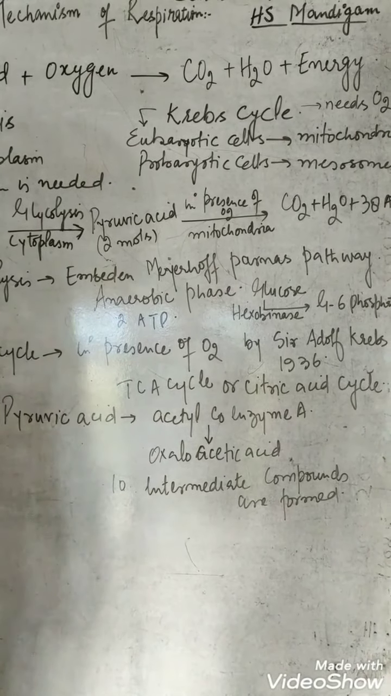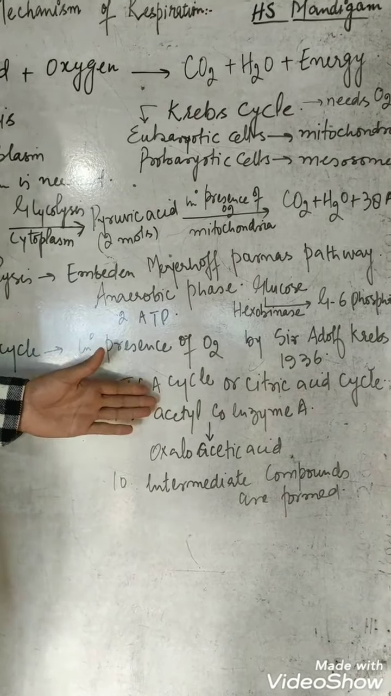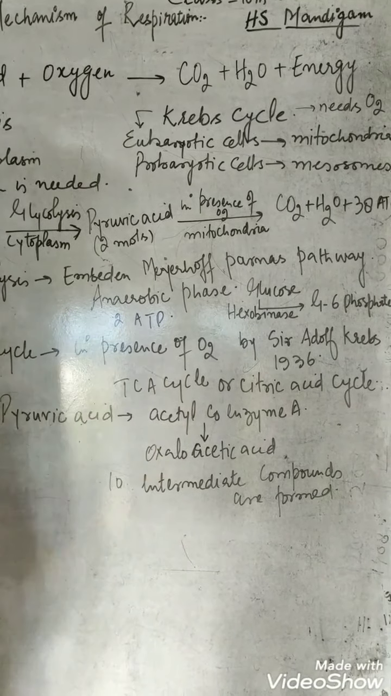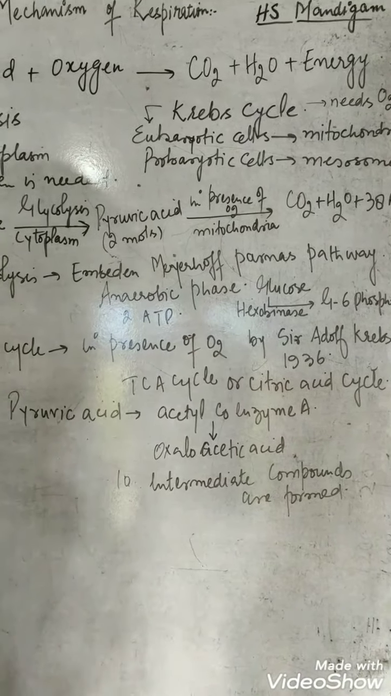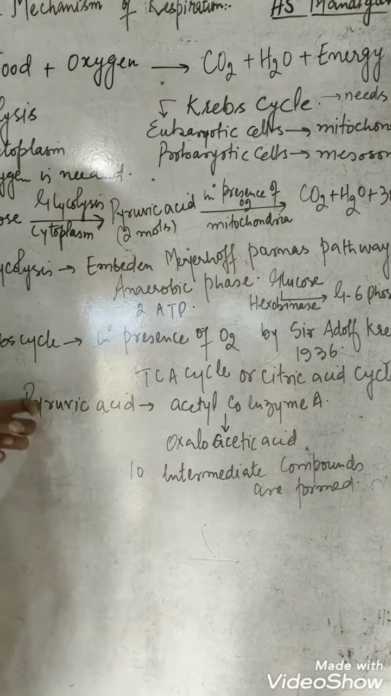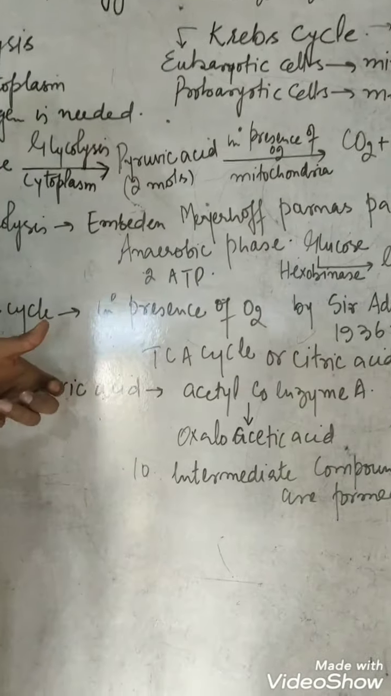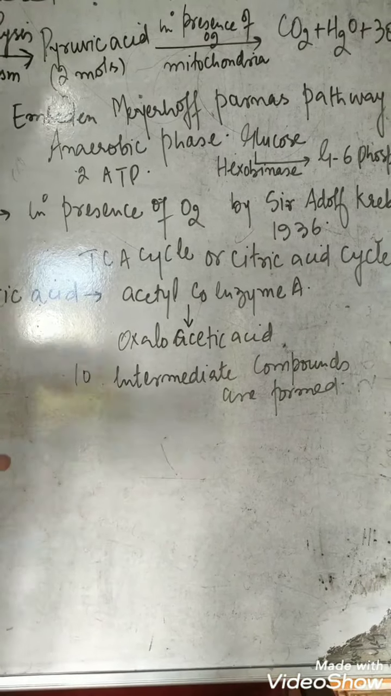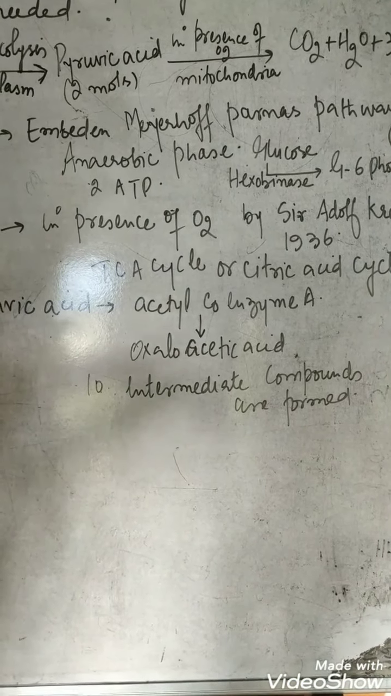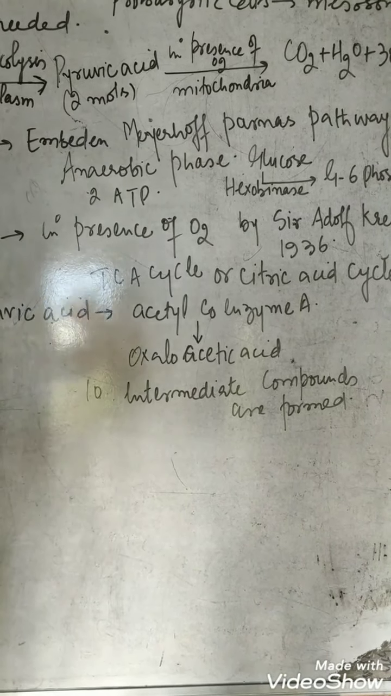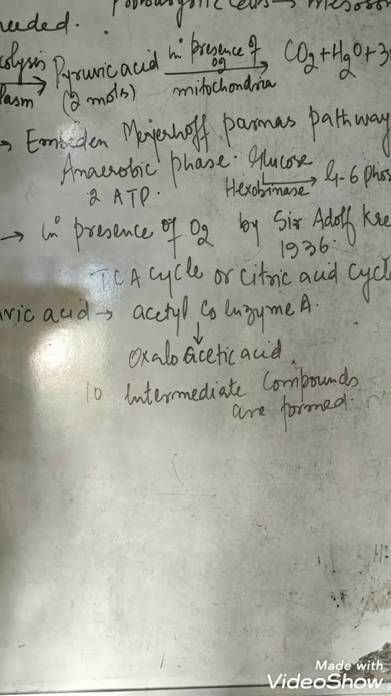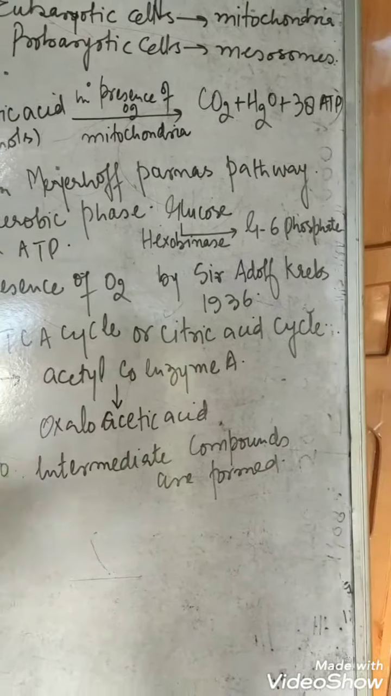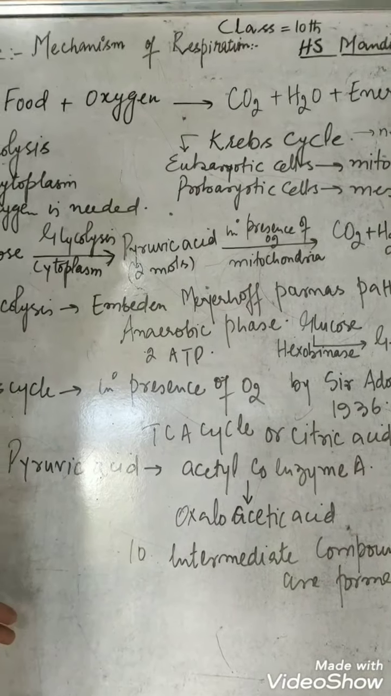This is also called the TCA cycle, or tricarboxylic acid cycle. Because all the reactions take place in cyclic form, it is also called the citric acid cycle. In this Krebs cycle, first of all, the pyruvic acid formed in glycolysis is converted into acetyl coenzyme A. Then this acetyl coenzyme A reacts with oxaloacetic acid, and through a series of reactions, around 10 intermediate compounds are formed, and those intermediates are sent into the electron transport chain where the ATPs are synthesized. That is how glycolysis and Krebs cycle take place.